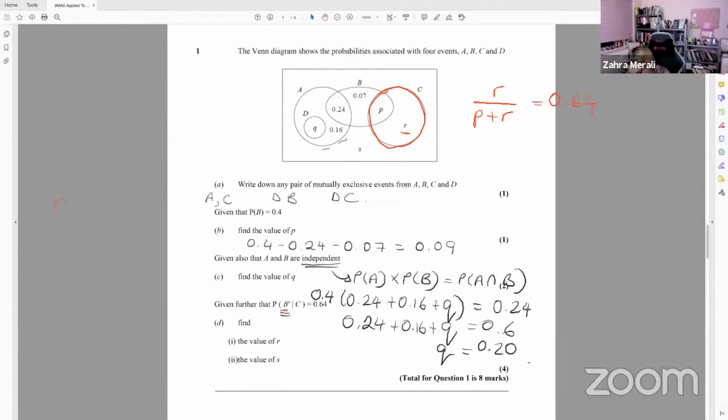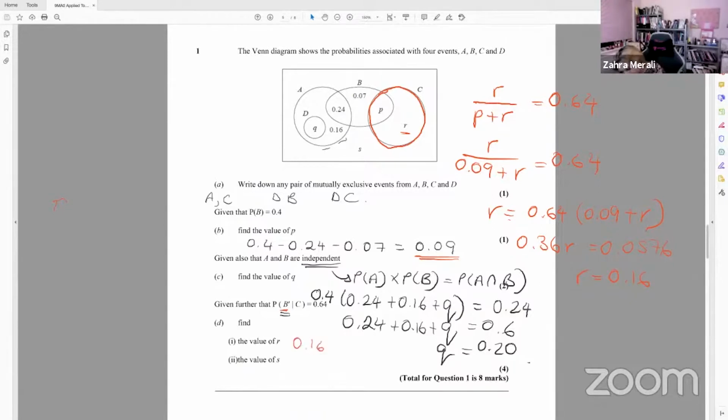However, we know that P is 0.09 because we already calculated that. So we get R over 0.09 plus R equals 0.64. Multiply it up: 0.64 multiplied by 0.09 plus R. So we end up with 1 minus 0.64, so 0.36 R equals 0.0576. And so R equals 0.16.